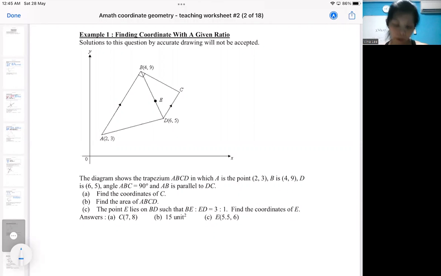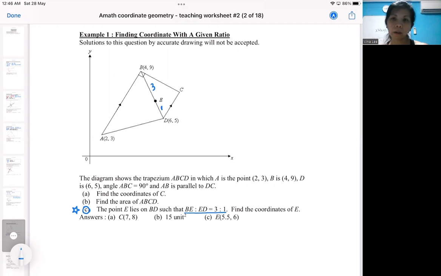Okay, so in the situation where a certain ratio is given to you to find specific coordinates, we will be using similar triangles. So how we're going to use a similar triangle looks something like this. In this example here, we are given the ratio 3:1. So 3:1 is somewhere here.